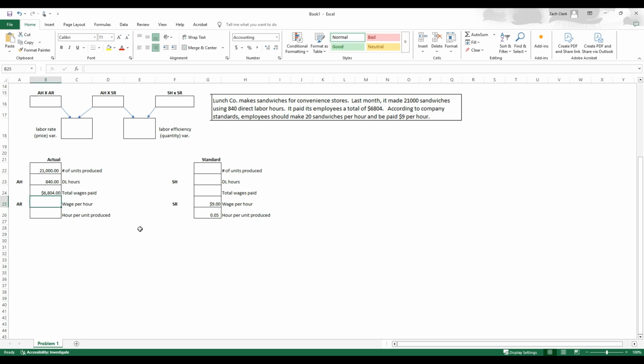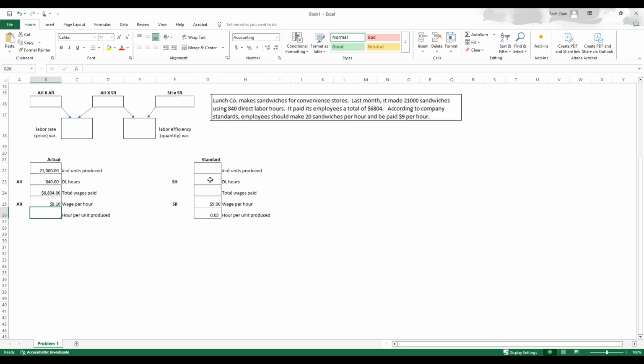Okay, now we've got everything input that it told us, and we're going to go back through and do some calculations of the rest of the information that we need. So the wages were 6,804. The total hours were 840. That means that in actuality, we were paying an average of $8.10 in wage per hour. So right off the bat, we can see we're coming in under on our wages per hour, which means we're going to have a favorable variance when it comes to the actual price that we're paying for labor.